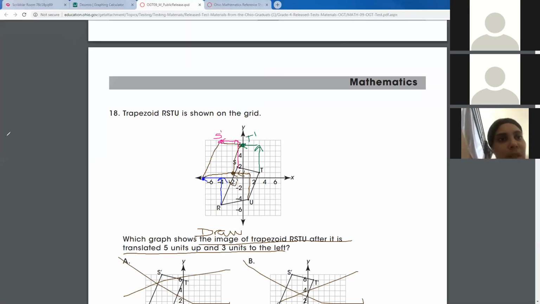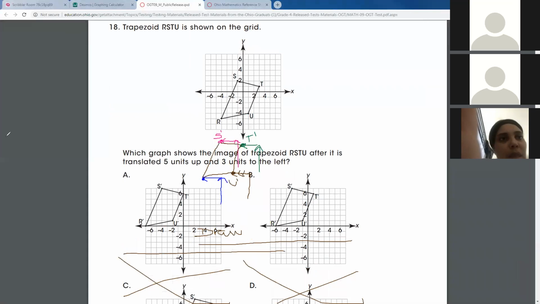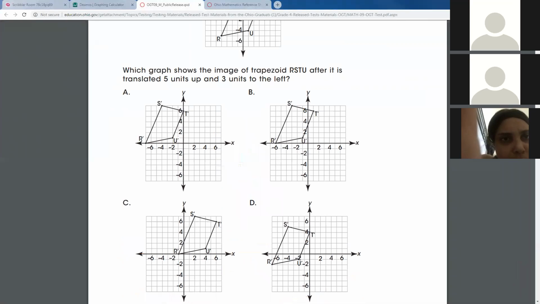Right. Wow. Could you scroll up just a little bit so I can see the answers? Yep. Please. I'm going to go ahead and erase my writing so you can see them.